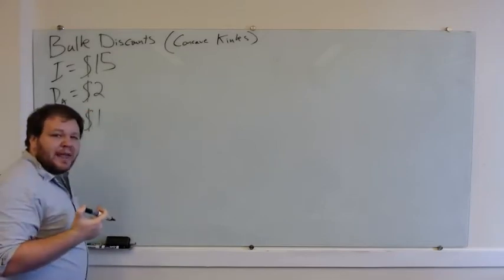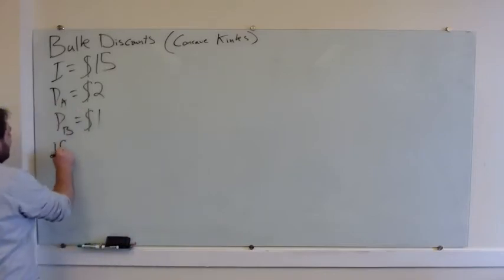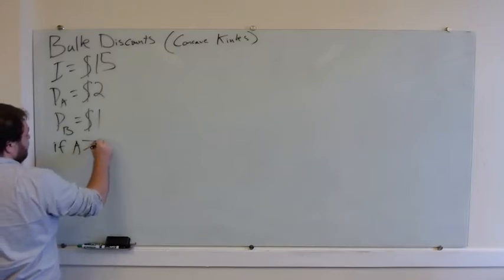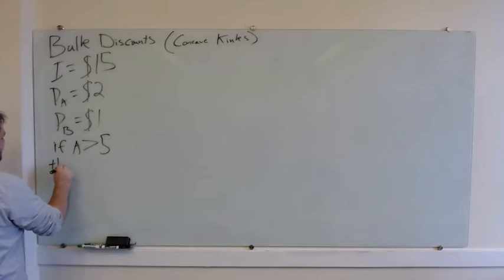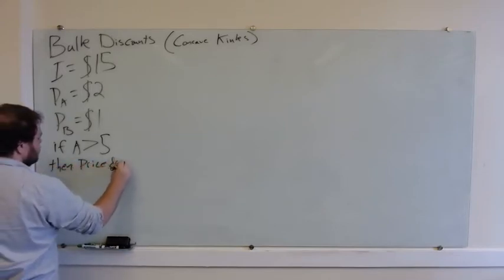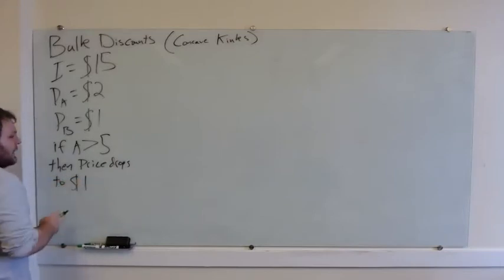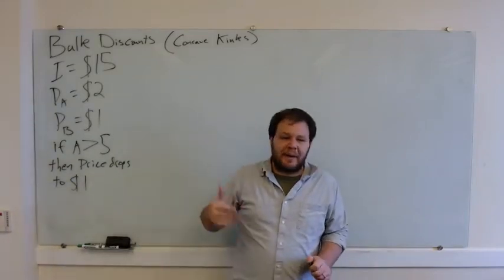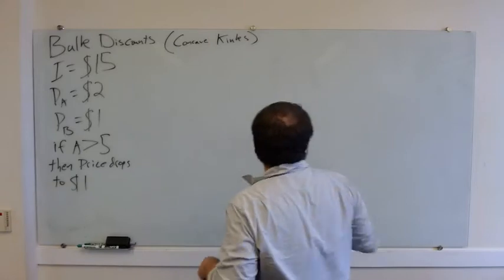Cool. Now, there's a special at the farmer's market. If you buy more than 5 apples, then the price drops to $1 a pound, right? There's a special. If you buy more than 5 pounds, every additional pound only costs you $1. Cool. So let's think about what this is going to look like, first of all.